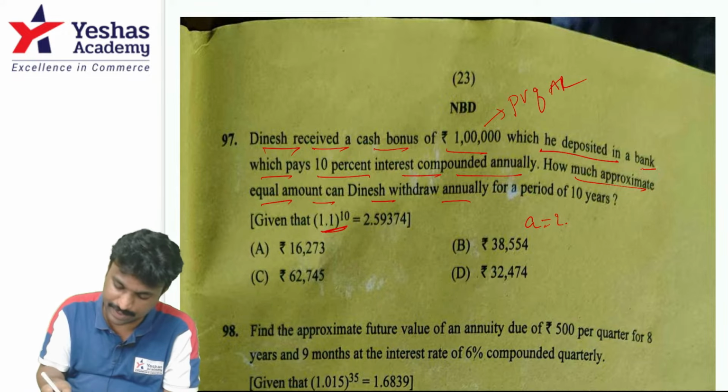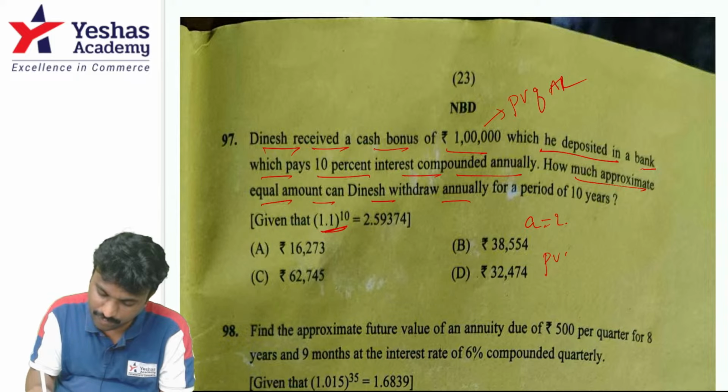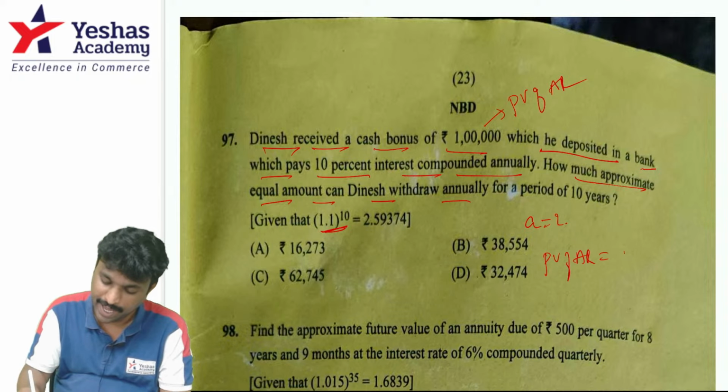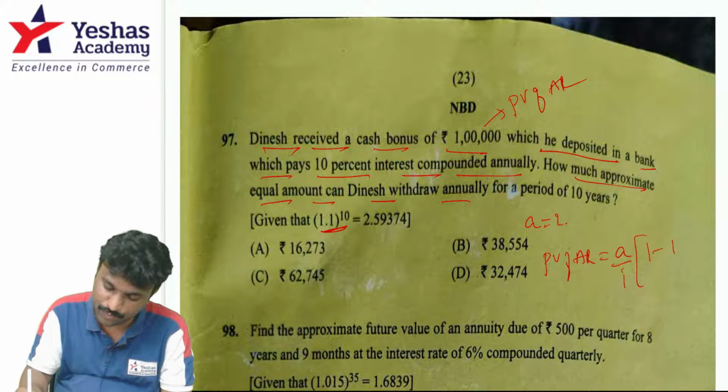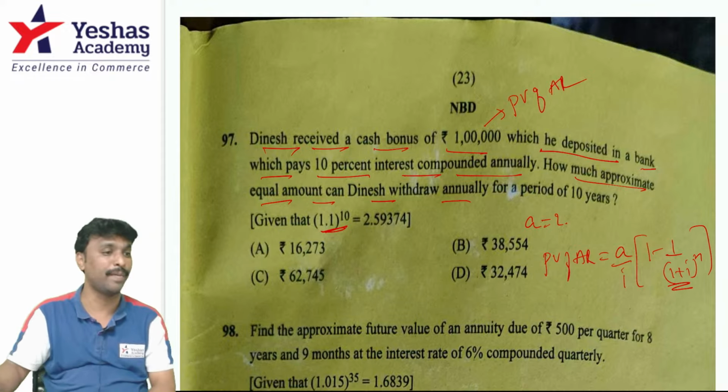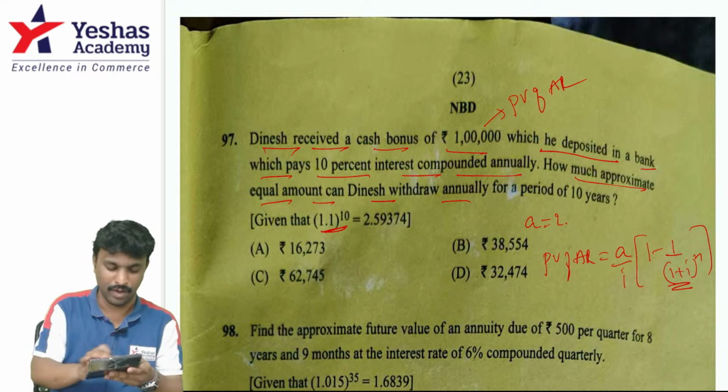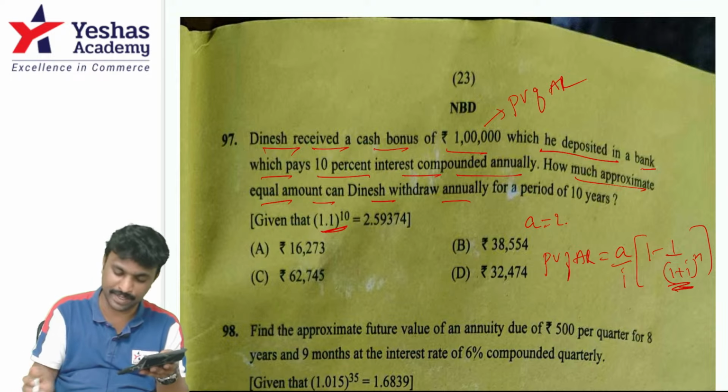So 1 lakh is the present value. So the PV of AR formula is what I should use. A by I into 1 minus 1 divided by 1 plus I whole power n. See, this 1 plus I whole power n value is given, which is 1 divided by, what is 1 plus I whole power n?